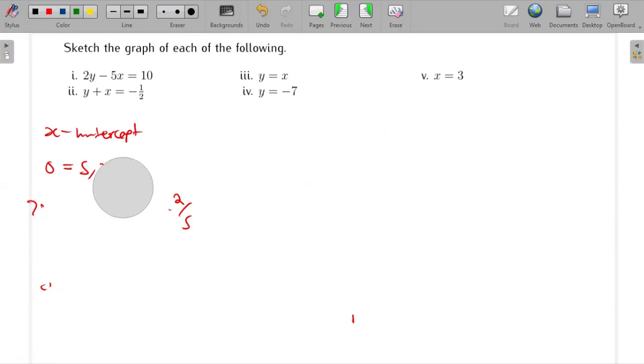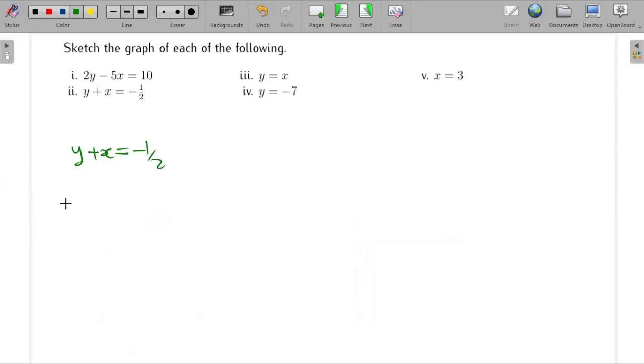Okay, second, you have y plus x is equal to negative 1 over 2. So here you say y is equal to, I take the x to the other side, it becomes negative x, then I have negative 1 over 2 like that. Again, I just need the intercepts for me to sketch.